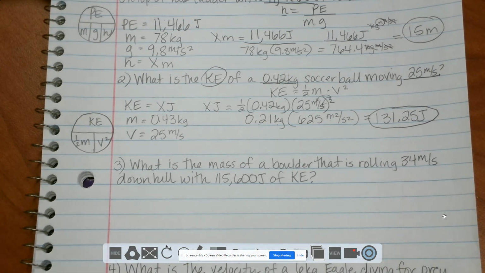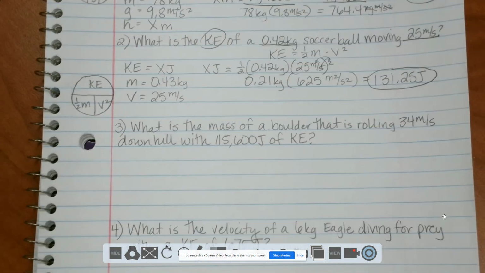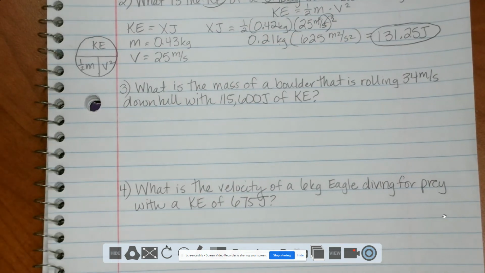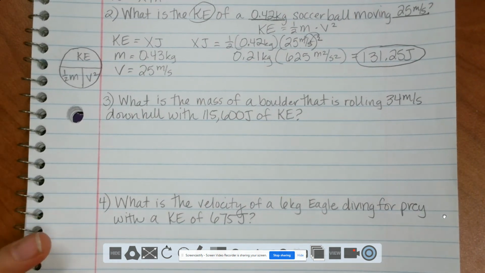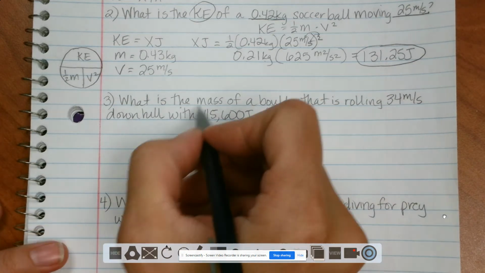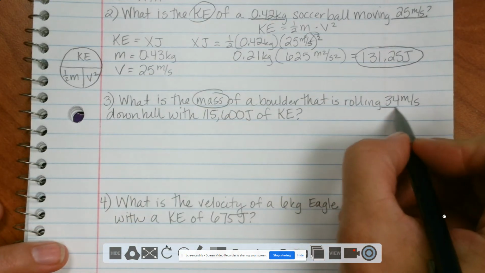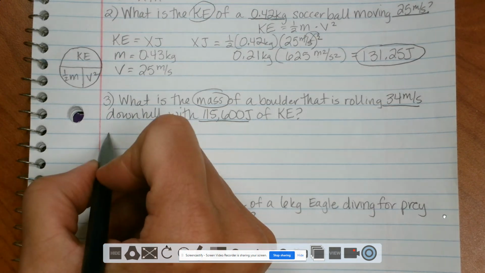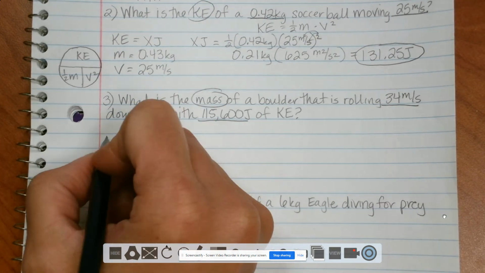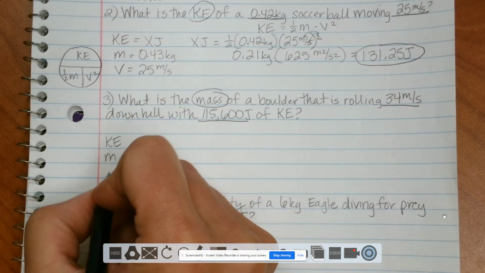What is the mass of a boulder that is rolling 34 meters per second downhill with 115,600 joules of kinetic energy? So we're looking for mass, we have a velocity, and we have a kinetic energy. So we need our variables again: kinetic energy, mass, and velocity.